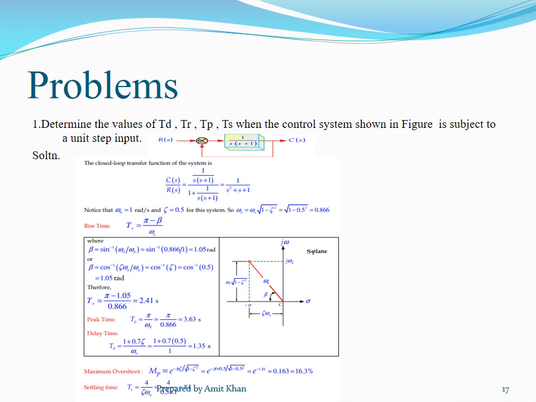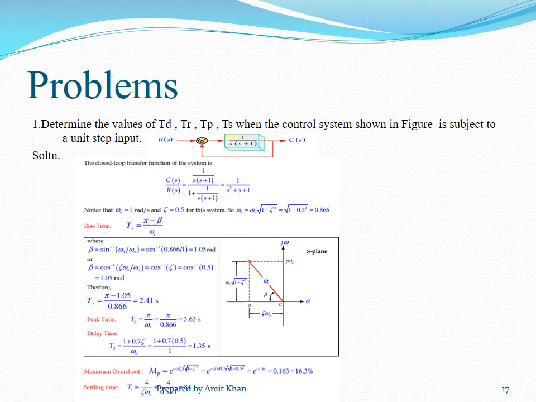There is a problem in which we have to determine the delay time, rise time, peak time, and settling time. We have to first find the closed loop transfer function of the system, which is C(s) by R(s) equals 1 by s square plus s plus 1. We know that omega n equals 1 radian per second and zeta equals 0.5. So we have to find omega d, which equals omega n into root over 1 minus zeta square. So we get 0.866.